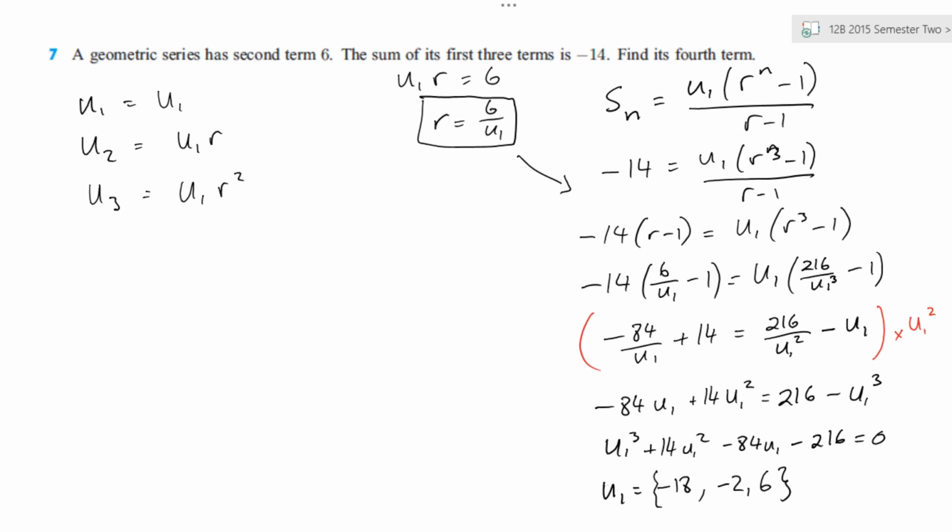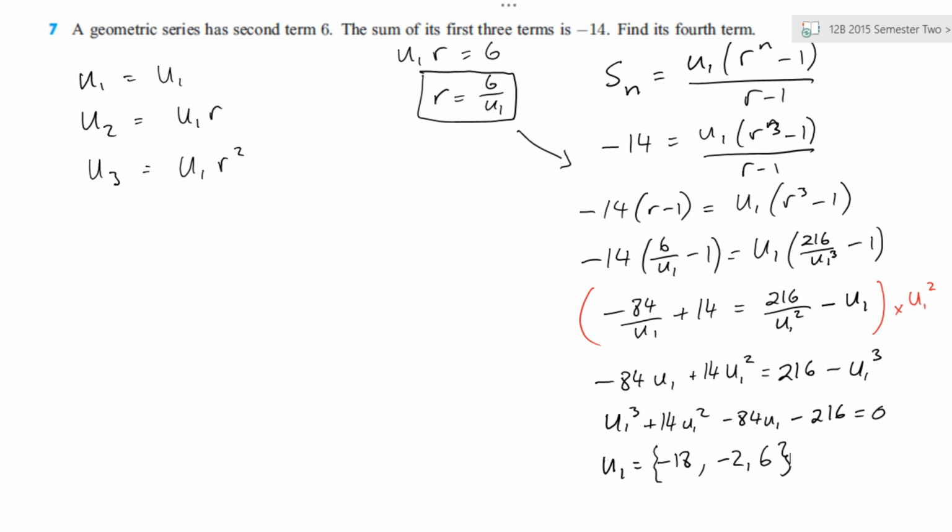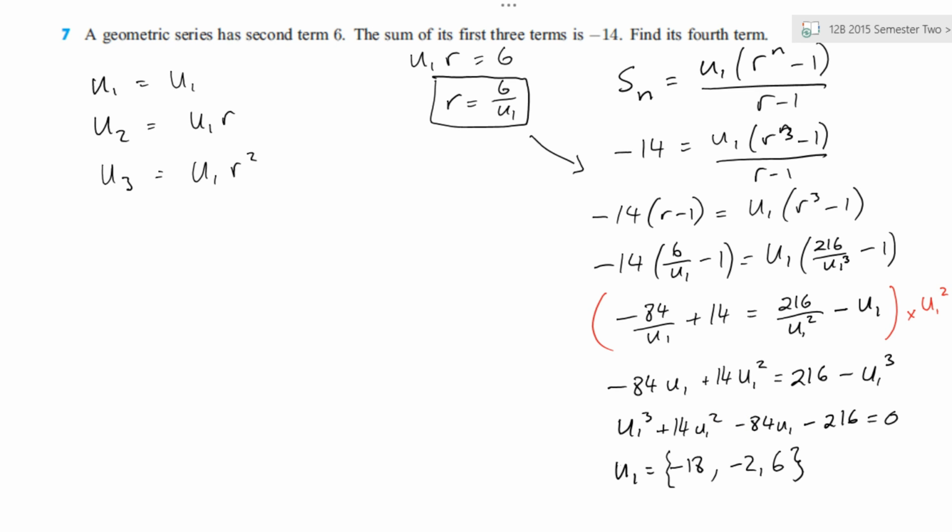And so geometric series has a second term 6. The sum of its first 3 terms is negative 14. Find its fourth term. Now here's something. If we just go ahead and check those, are we indeed going to get the sum of the first 3 terms and everything being correct there? So we'll sub those values in, respectively, into our first equation there, r equals 6 over u1, and see what we get. So first up, if I let u1 equal negative 18, r is going to be 6 divided by negative 18. The ratio is negative 1/3.